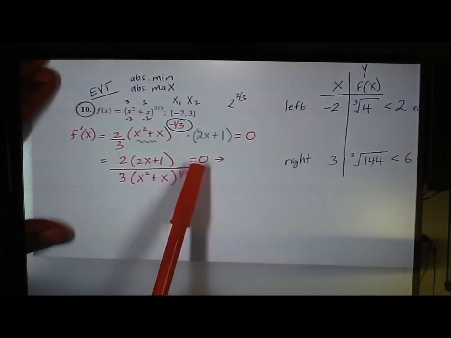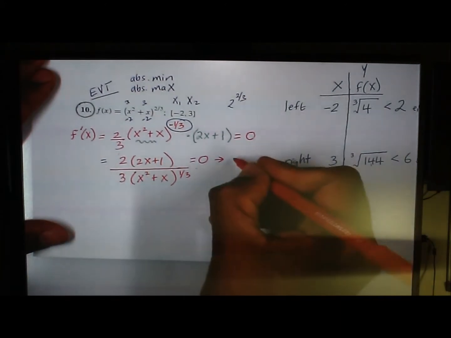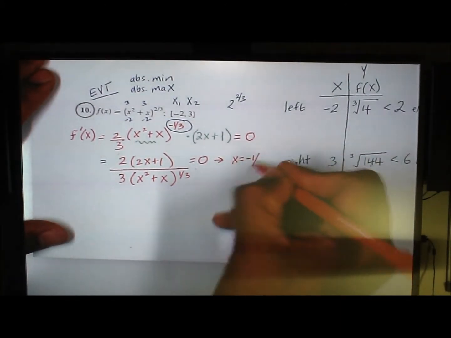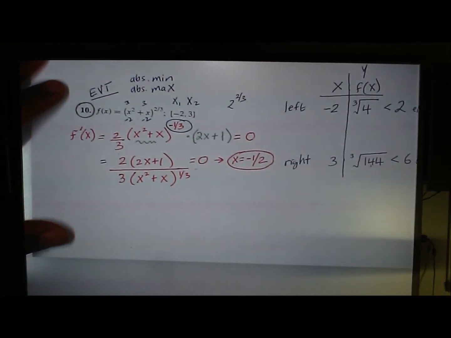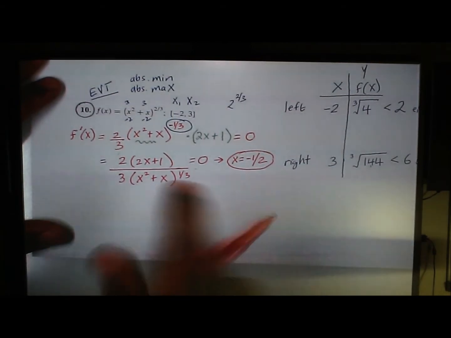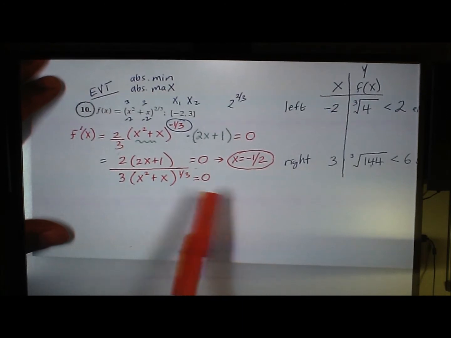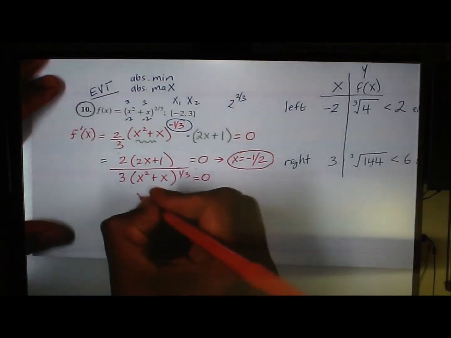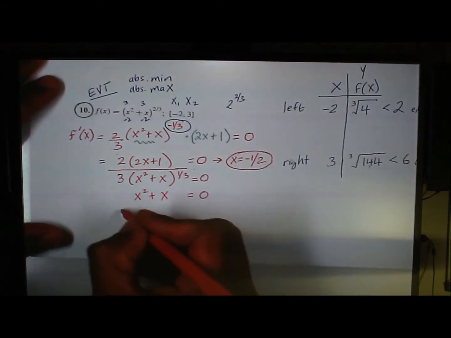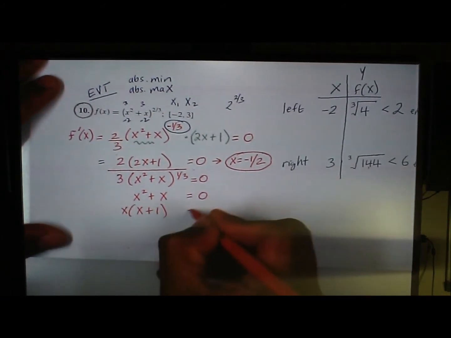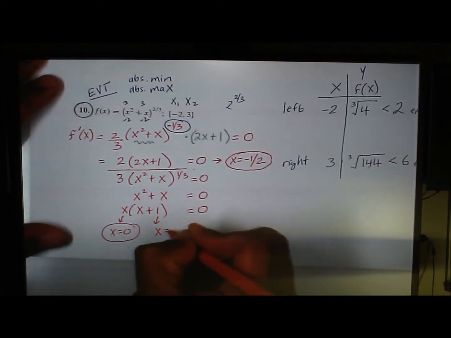So when I set this numerator equal to 0, I divide both sides by 2. I subtract 1, I divide by 2. And I get x equals -1/2. I repeat the same process in the denominator. So again, I divide both sides by 3, I raise both sides to the 3rd power, and I end up with a quadratic equation that I need to solve, which I can solve by factoring. And once I factor, it will give me 2 solutions.